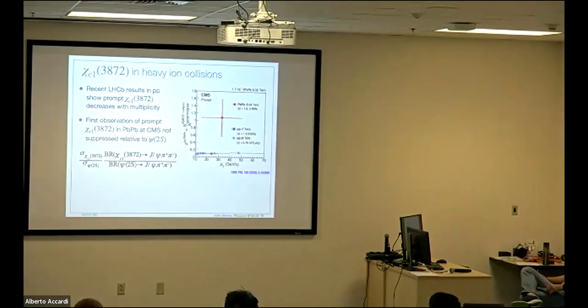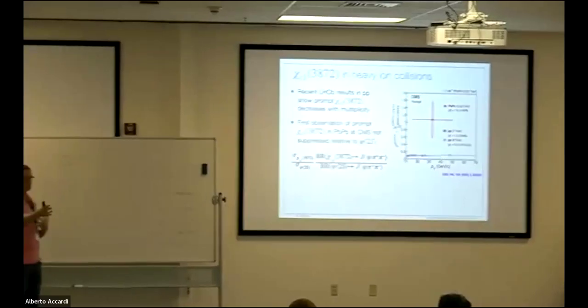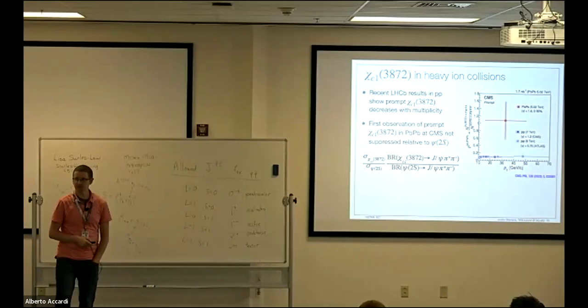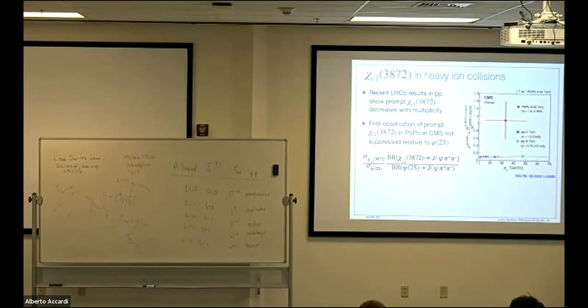And you can basically ask, how often does a particle like this X3872 make it through a system like that? And what they observed is that the X3872 is much more likely to be produced and make it through the system in a lead-lead collision than in a proton-proton collision. So how can that make sense?